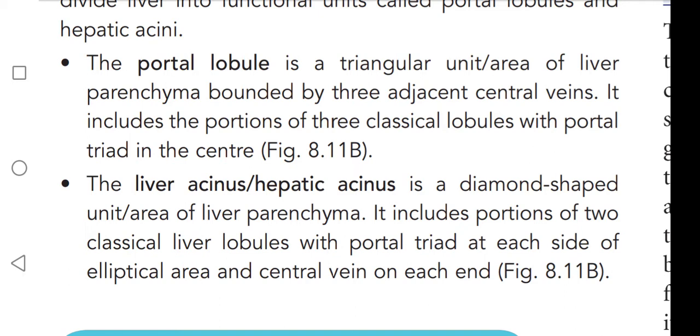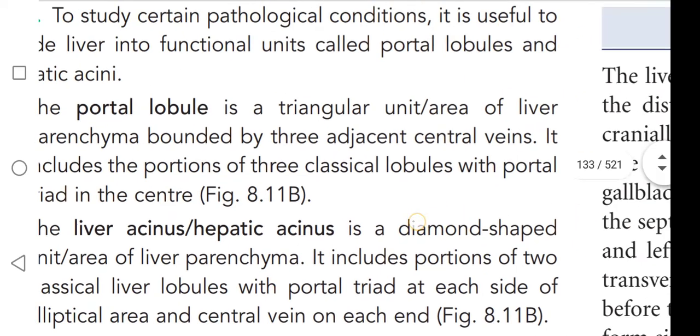It includes portions of two classical liver lobules with portal triads at each side of the elliptical area and a central vein on each end. Okay, see the figure.